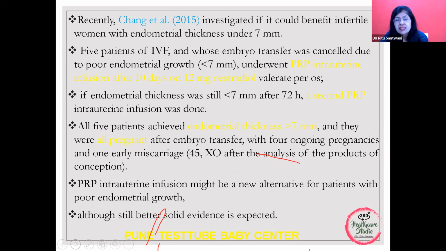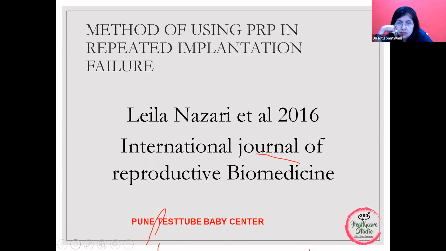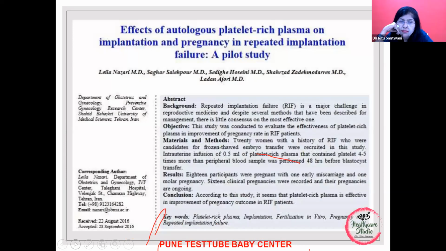Different studies have shown regarding the use of PRP intrauterine infusion, which might be a new alternative for patients with poor endometrial growth. The study was presented by Nazari et al. in 2016. The effects have been supported by many journals: the effects of autologous PRP in implantation and pregnancy in repeated implantation failure.